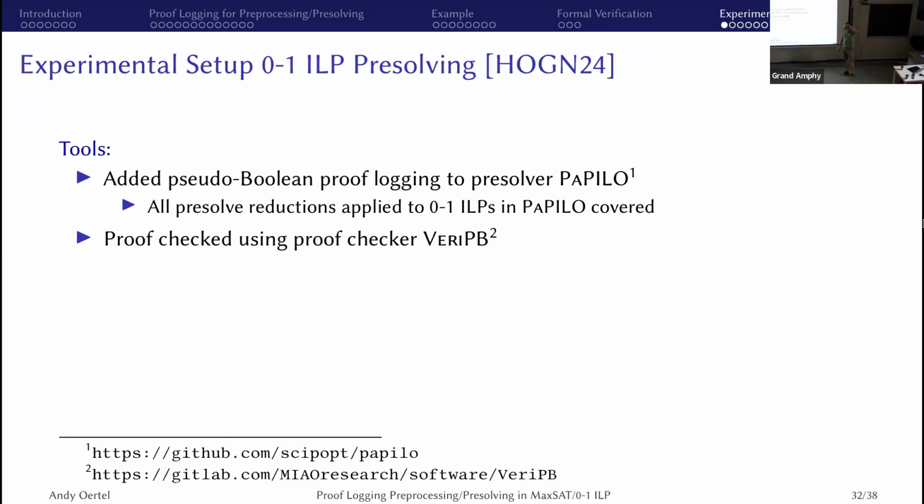So now we've seen how this tool works, so maybe let's see how this performs experimentally. For 0-1 integer programming presolving, we implemented pseudo-Boolean proof logging into the presolver Papilo. We've covered all the techniques that are applied to 0-1 integer programming by Papilo, and the proofs are checked with VeriPB. At this point, for these experiments, the proofs were not checked by this formally verified pipeline. It was just VeriPB that checked the proofs.